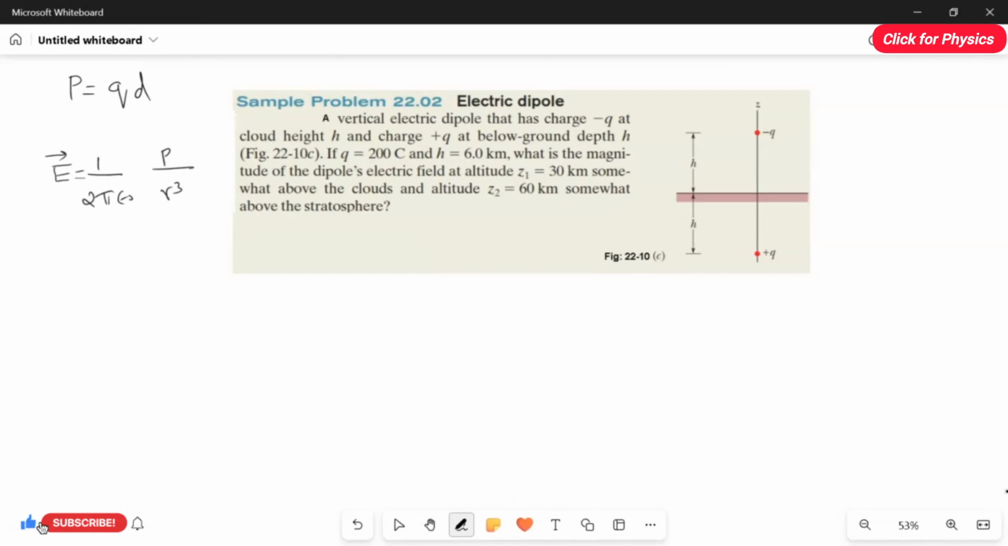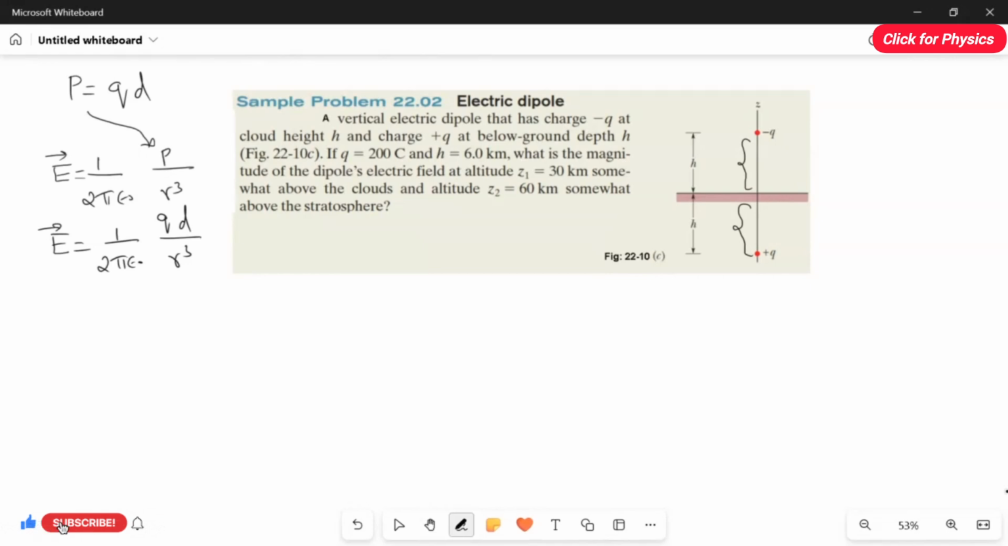In place of P, I am going to substitute this formula. So let's see what the formula will be. E equal to, it's a vector quantity, 1 over 2 pi epsilon naught. When you substitute this, we will get Q multiplied by d over r cube. Clear? Now, what is this distance d? The distance d is nothing but from here to here we have the height h, and likewise here also the distance is h.